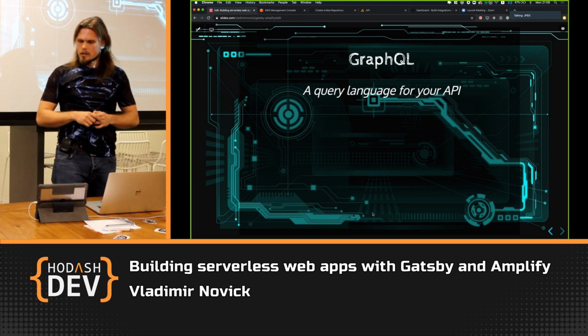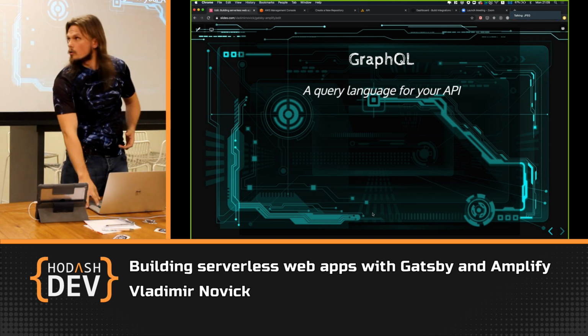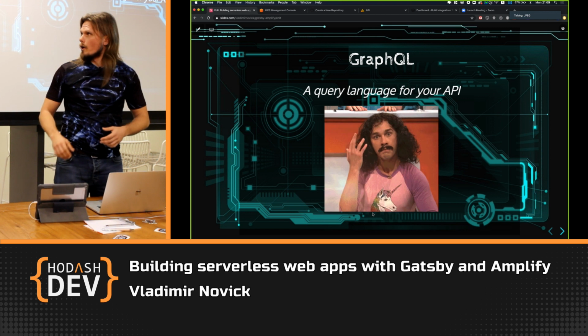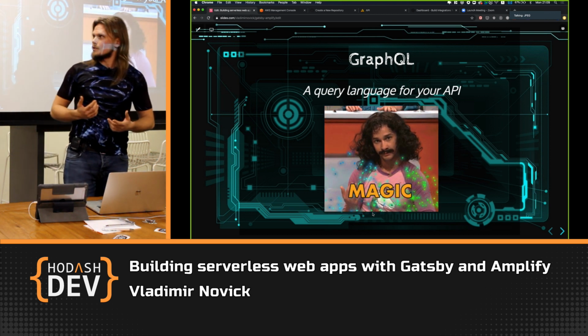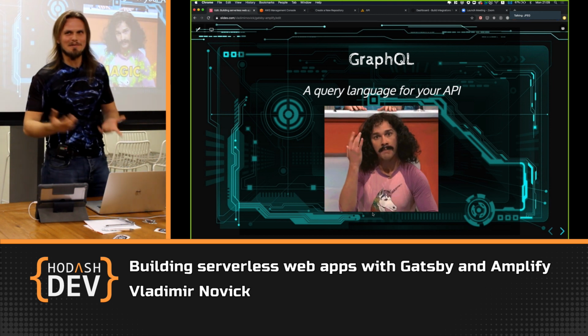Now, why is that, and what is GraphQL? So GraphQL is a query language for your API, as said on the official website. But in reality, it's kind of a slow gif of magic. Basically, it's magic.